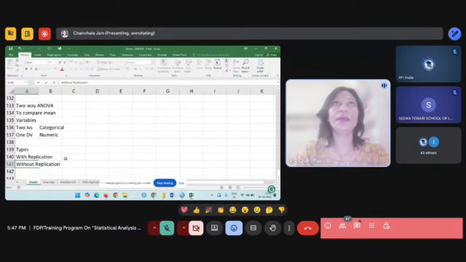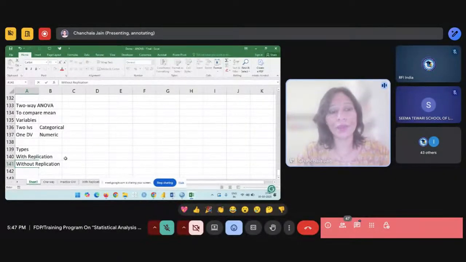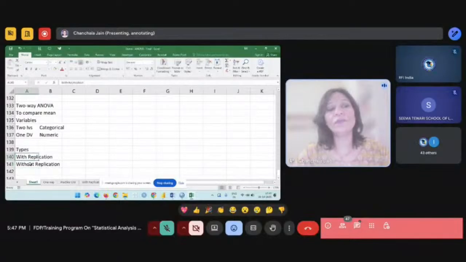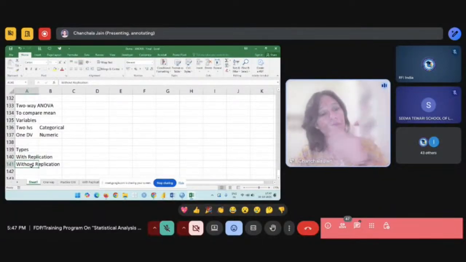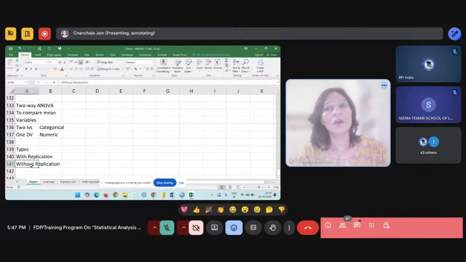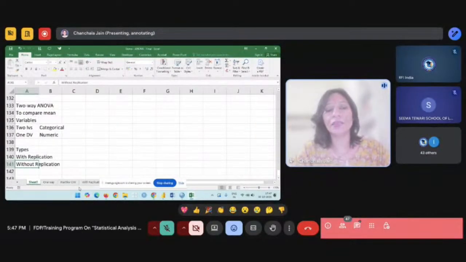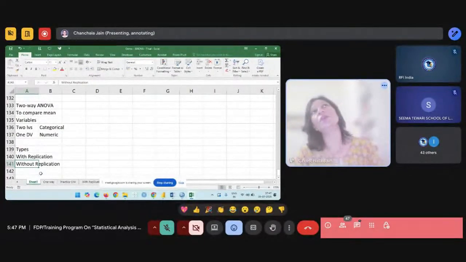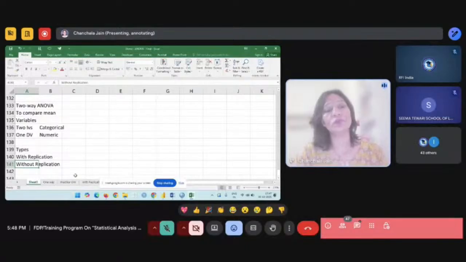Wherever you are replicating the categories of one of the independent variables, there you go for the with replication case. But wherever you are not replicating the categories of the independent variables, it is a case of without replication. I think in the upcoming sheets you can see the example. We will discuss with replication and without replication using those examples, so that will give you a better picture.